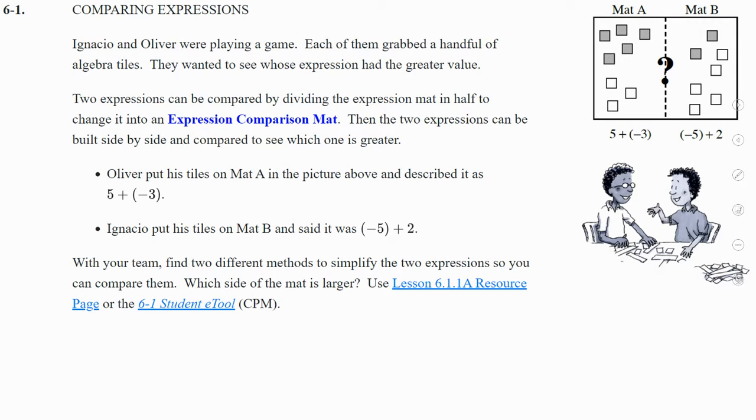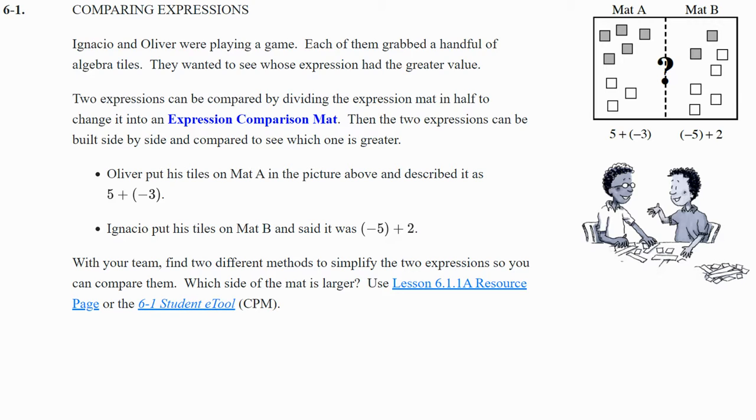So we take a look at our first one. Ignacio and Oliver were playing a game. Each of them grabbed a handful of algebra tiles and they wanted to see which expression had a greater value. So the two expressions can be compared by dividing the expression mat in half to change it into an expression comparison mat. That's what we have here in the top right. Then the two expressions can be built side by side and compared to see which one is greater. So Oliver put his tiles on mat A in the picture and it is described as 5 plus negative 3. Ignacio put his tiles on mat B and said it was negative 5 plus 2.